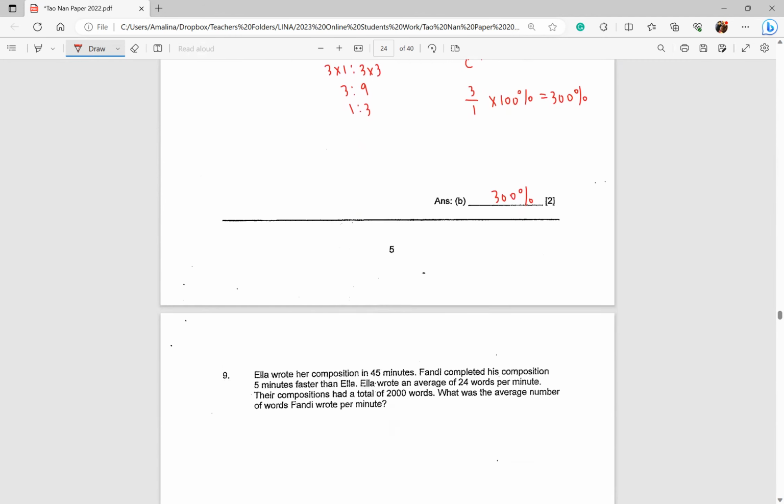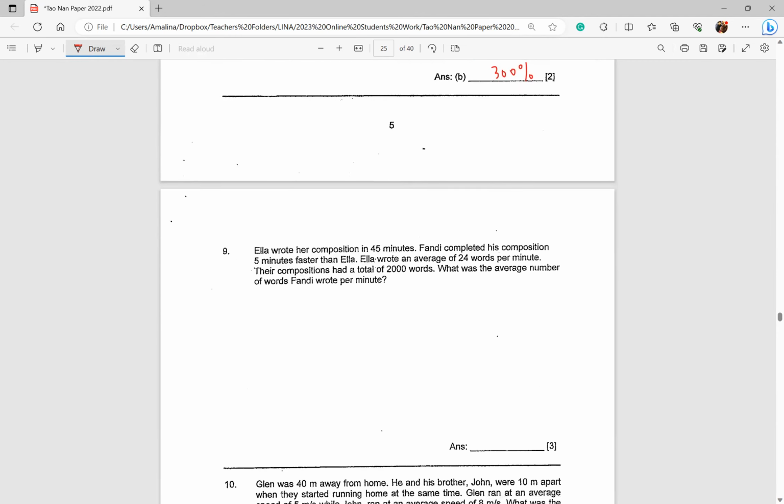Okay. Let's move on to question number 9. Now, Ella wrote a composition in 45 minutes. Fandi completed his composition 5 minutes faster than Ella. Ella wrote an average of 24 words per minute. Their compositions had a total of 2,000 words. So what was the average number of words Fandi wrote per minute?